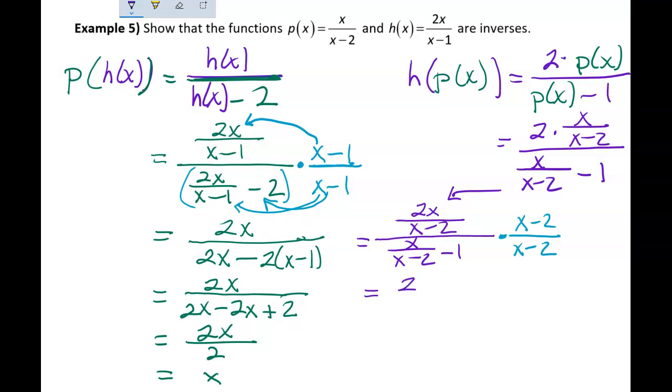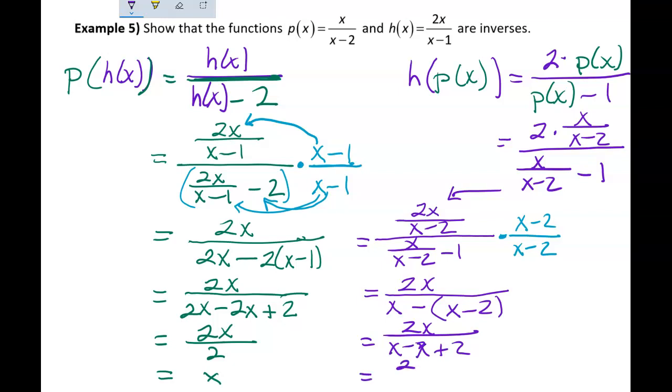Upstairs, that's going to give us 2x. Downstairs, x minus x minus 2. So we have 2x over x minus x plus 2. And that is equal to 2x over 2, which is equal to x. Check. Those two are inverses of one another. And that's it for the lesson.